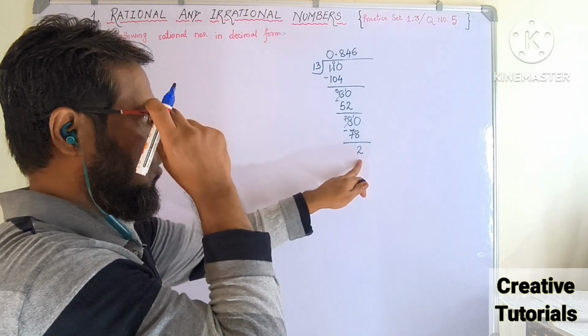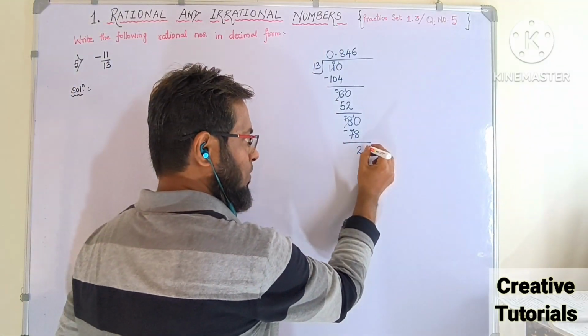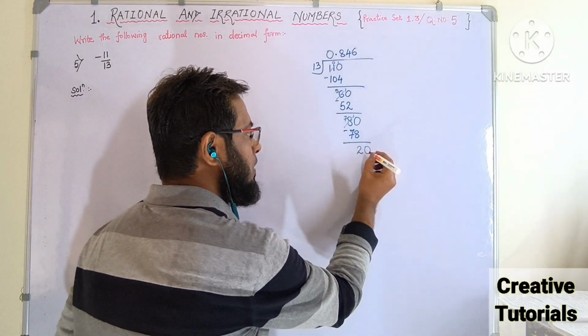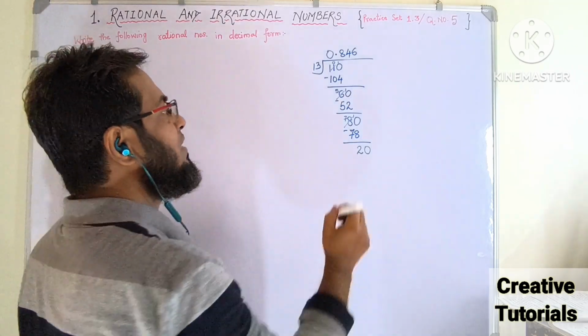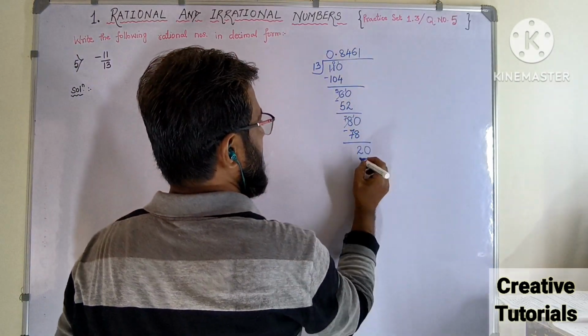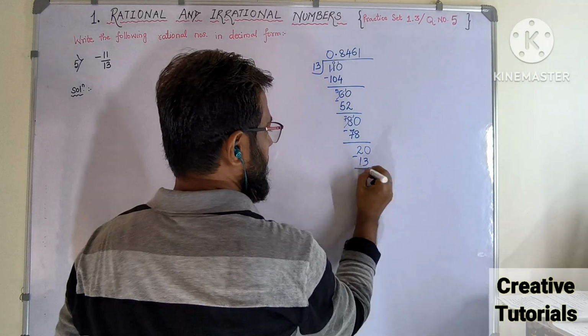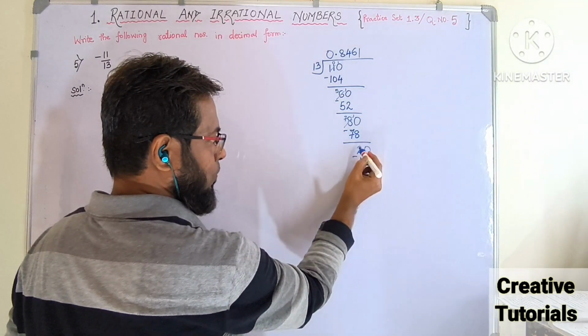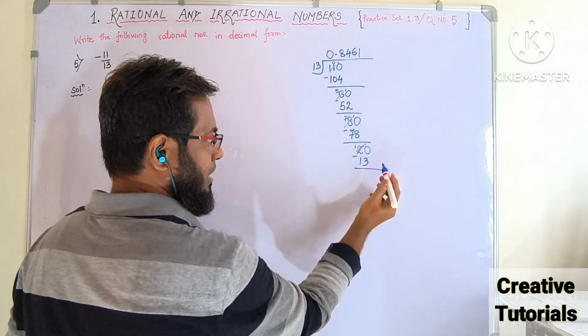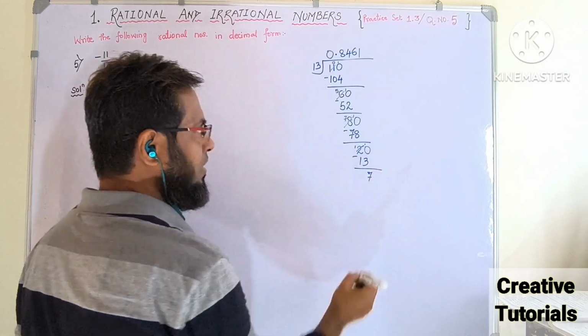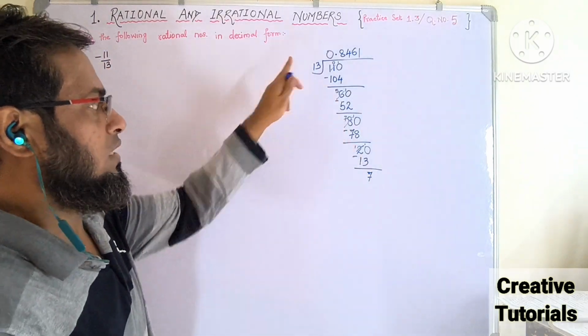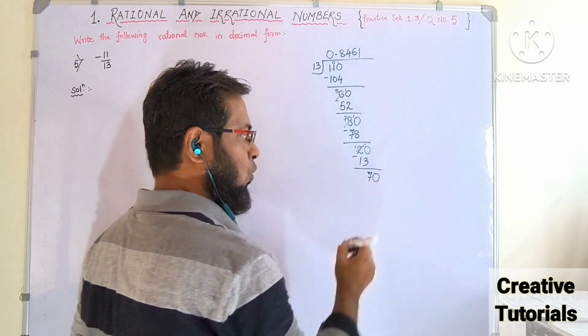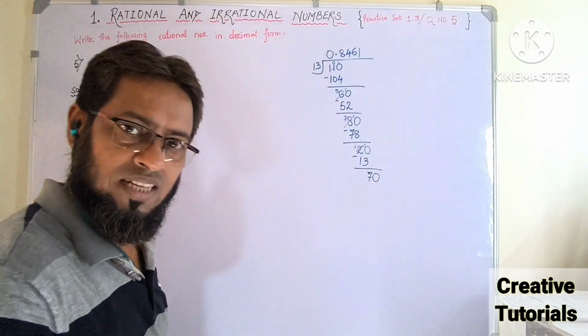Now again 2 is smaller than 13, so add 1 0 over here, so you get 20. Now 13 ones are 13. Not possible to subtract this one, so borrow 1 from here. 10 minus 3 becomes 7. Now 7 is again smaller than 13, so put 1 0 over here. So this became bigger than 13.